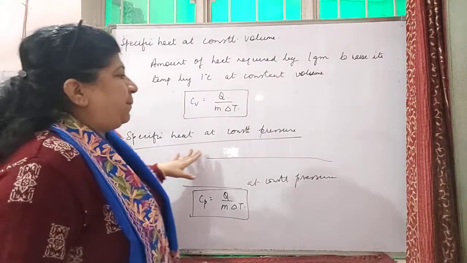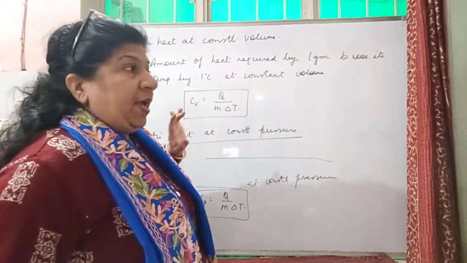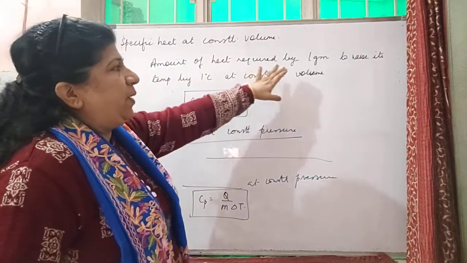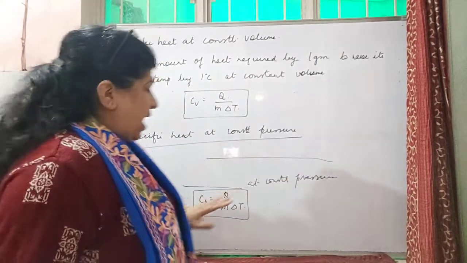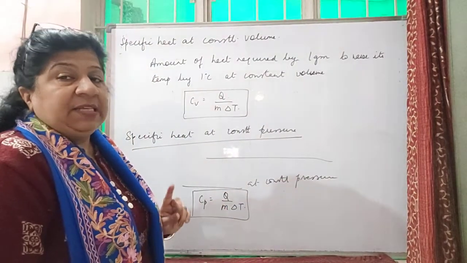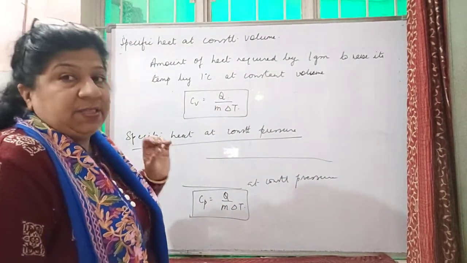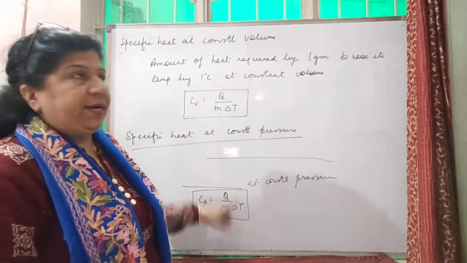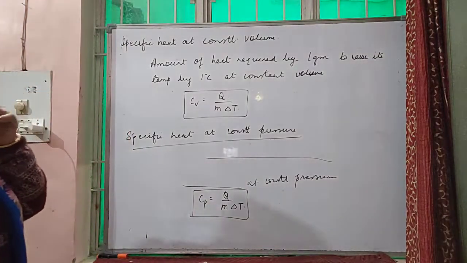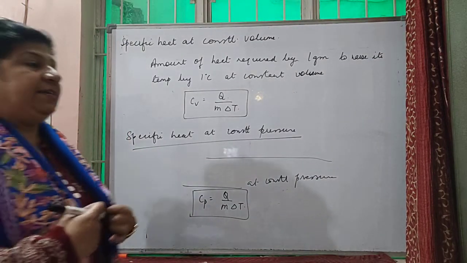Similarly, the specific heat at constant pressure is the amount of heat required by 1 gram of gas to raise its temperature by 1 degree centigrade at constant pressure. And here we write Cp. Here please pay attention. We are denoting it with small c, cv and cp, equal to Q upon M into delta T. So this specific heat capacity can be defined separately.